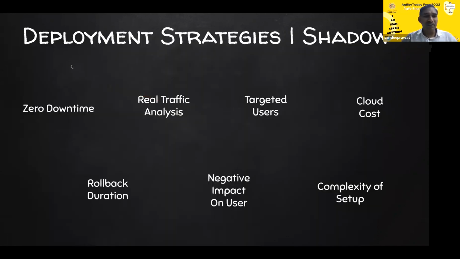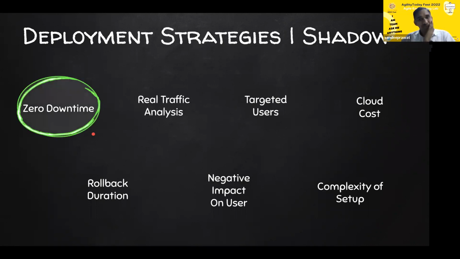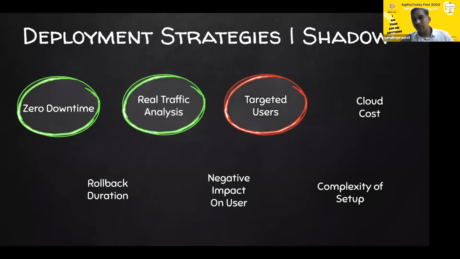Now let's do this activity once again. Zero downtime. Yes. Right. Real traffic analysis. Yeah, green. Targeted user. No. Because you are not controlling, right? Everything either goes to that or ultimately it will go to shadow, right? Cloud cost. Yeah, higher. It would be somewhere around red or yellow because you are creating it for the whole time, right? Rollback duration. Less. It would be less, right?